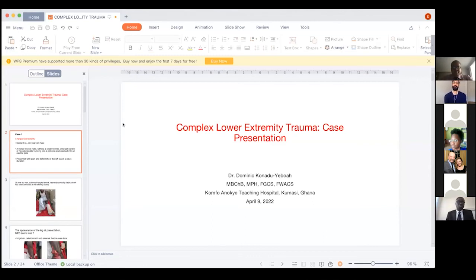So I present a case of a 36-year-old male who got involved in a road traffic accident as a motor rider who had no crash helmet on. He lost control of his motorbike, ran into a pool, and presented to us with pain and deformity of the left leg on the same day. At the ER, this was the photograph that was taken.